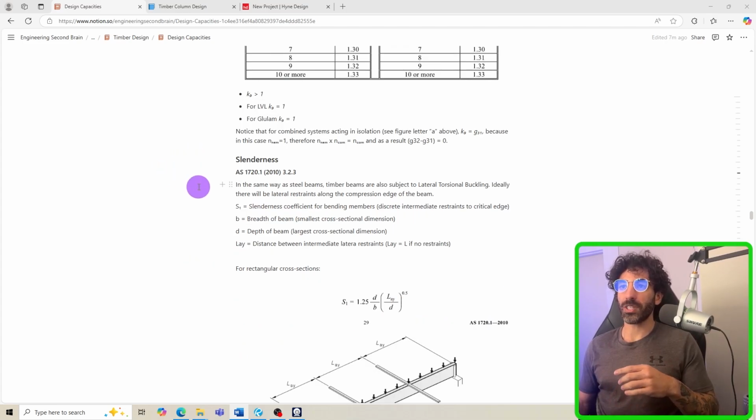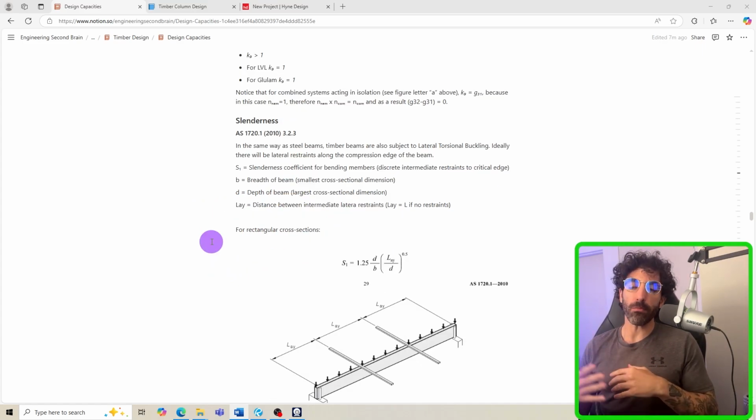Now let's talk about slenderness. We've seen S3 and S4 in the compression members. Now for bending members, we're going to talk about S1, which is the slenderness coefficient for bending members. In the following modules, when we start studying the design of steel beams, we're going to talk about lateral torsional buckling. And timber beams are no different. They are also subject to lateral torsional buckling, and we have to consider the slenderness and the restraints along the beam.